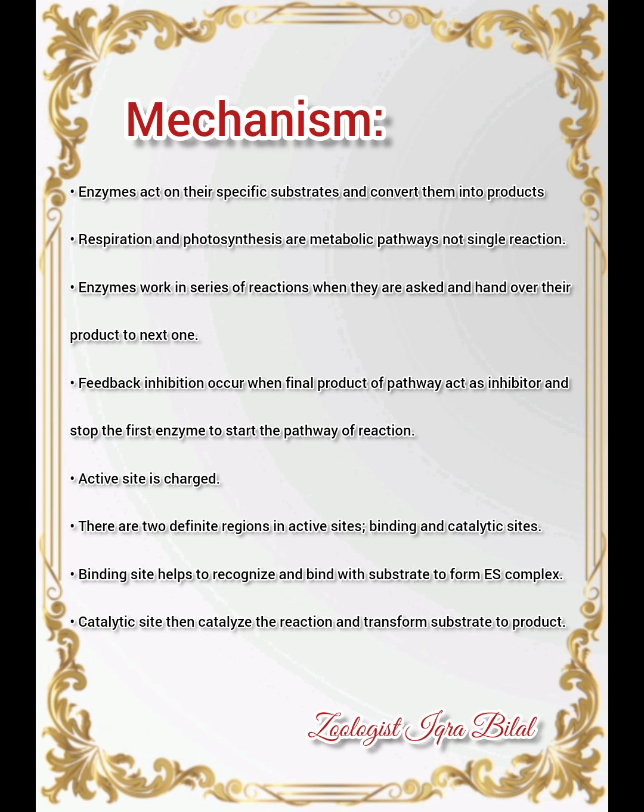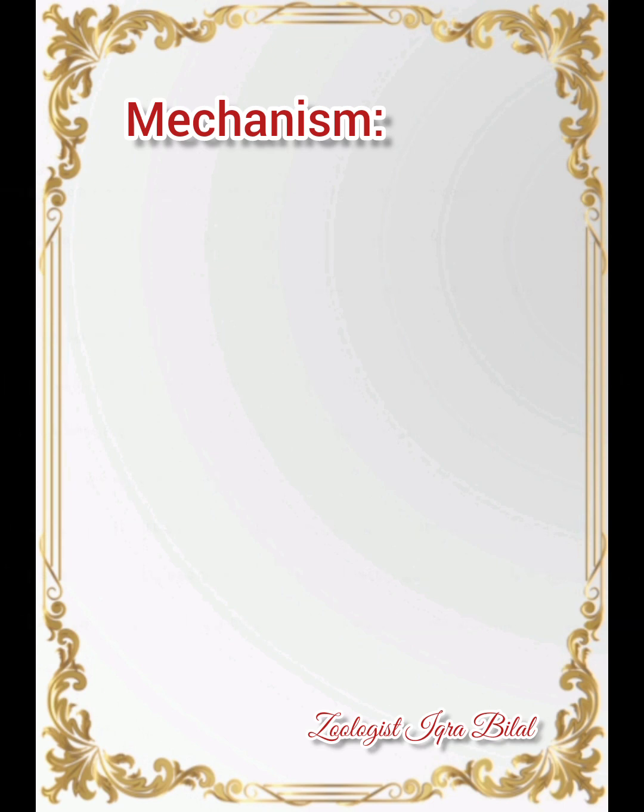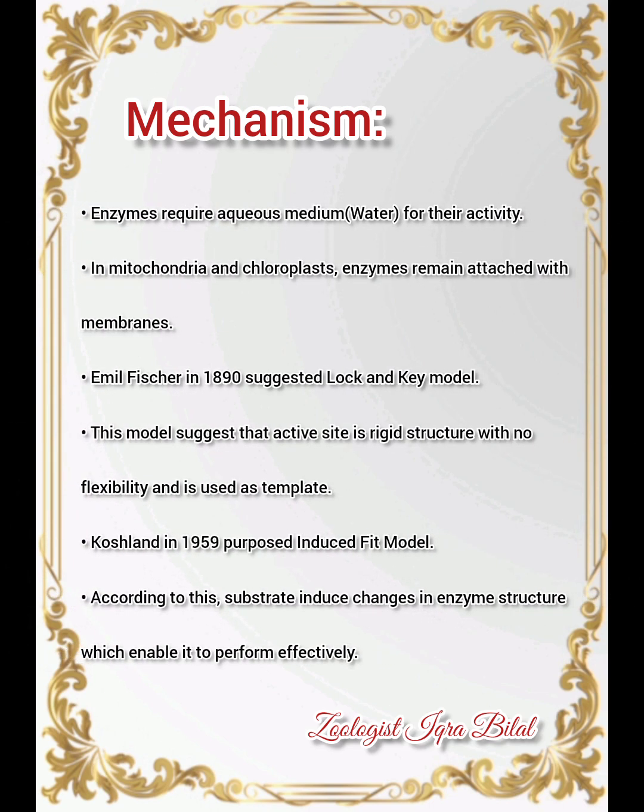The active site is charged, may be positive or negative. Mostly the active site is negatively charged. There are two definite regions in the active site, the binding and catalytic sites. The binding region or binding site helps to recognize and bind with the substrate to form the enzyme-substrate complex. Remember these two facts: recognize and bind. Now the catalytic site catalyzes the reaction and transforms the substrate to product. These two facts are very important to remember, binding and catalytic sites.